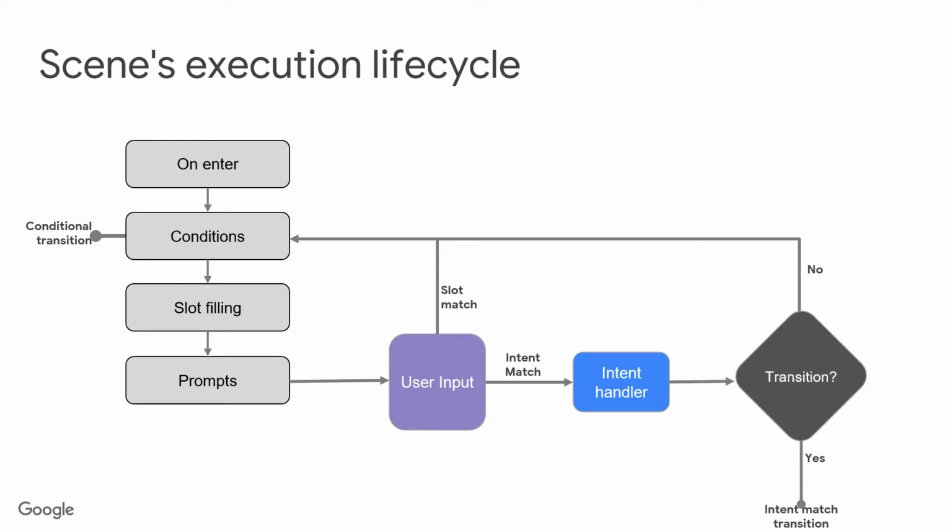And at prompts, the prompt queue is sent to the user via the assistant. After that, the user will have time to respond. When the user responds, the user's input is processed, and if it's matching a slot, the loop starts again by checking conditions. If the user's input matches the intent, then the intent handler is processed. And if there isn't a transition, it goes back to conditions and follows the loop again. And if there's a transition in the intent handler, it will transition to a different scene.